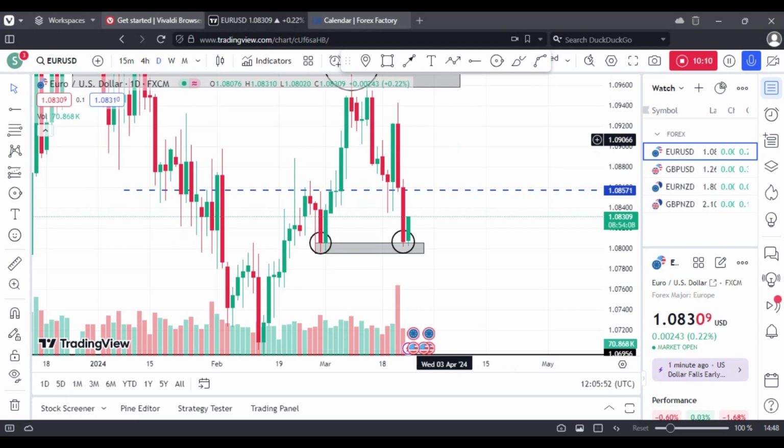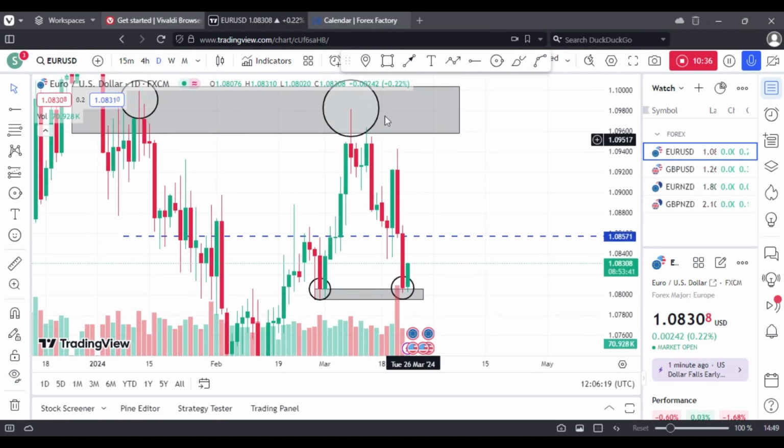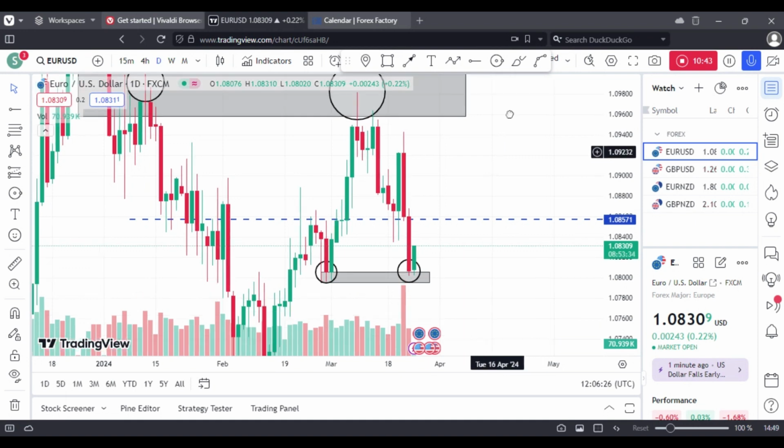Those who understand ICT will say this market is coming to fill this gap here. But for us, we can say the market is retesting, then it will drop down. And you may find that the market, if you say it is retesting, at the end of the day reverses, goes up, breaks this half, and also breaks the second top of the double top, and it continues going down.